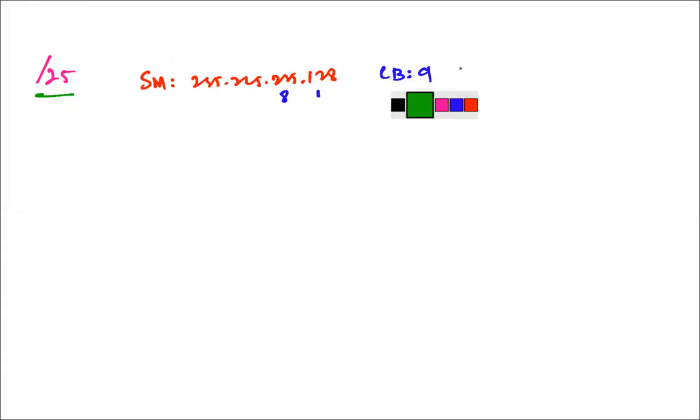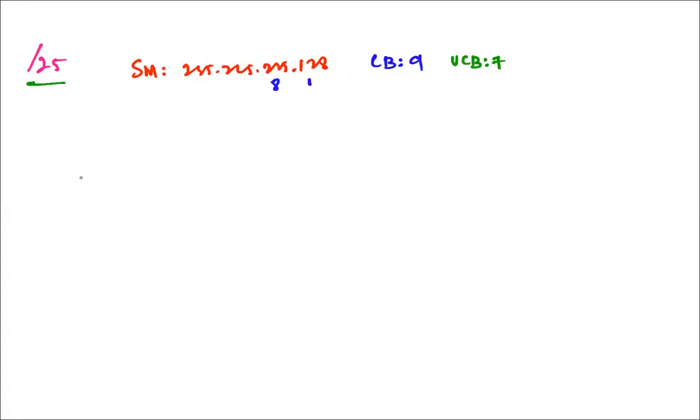Okay, unchanged bits is going to be UCD. Unchanged is going to be 7. So changed is 9, unchanged is 7. Now let's try to find the combination. He is the god of subnetting. If you find the combination, then you got it.